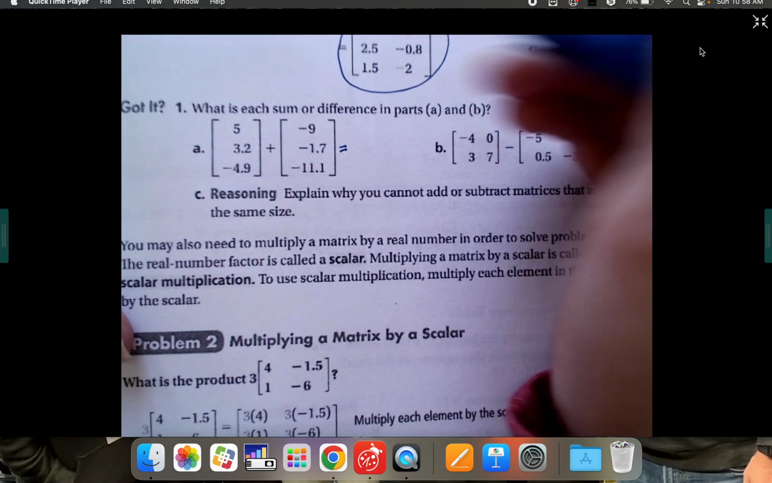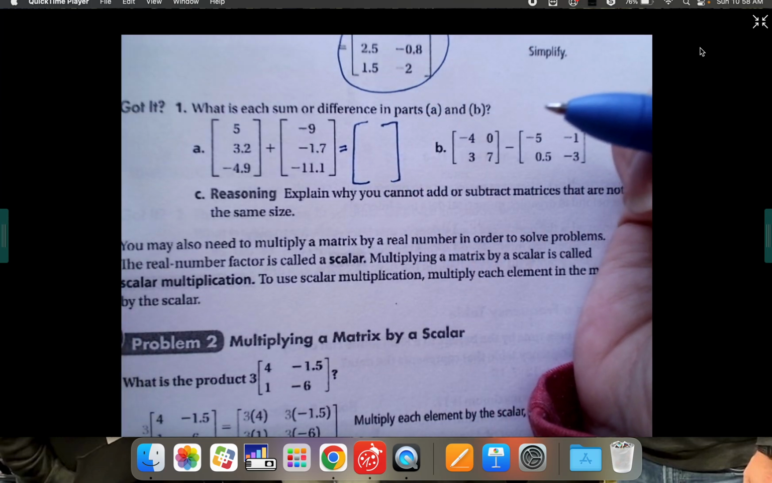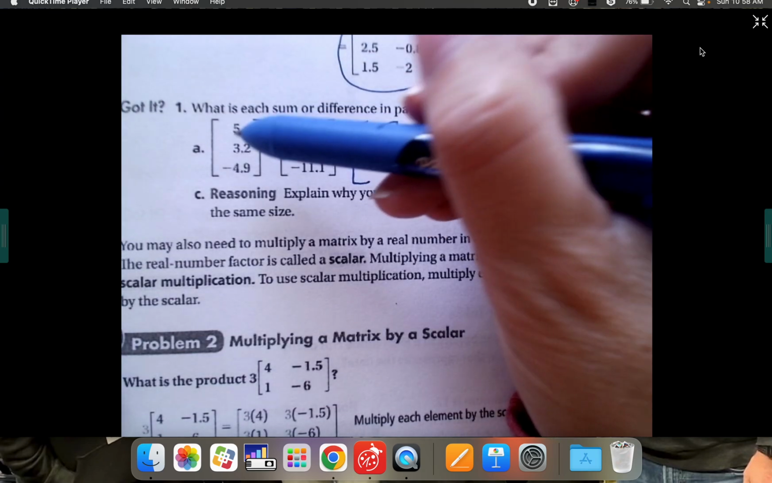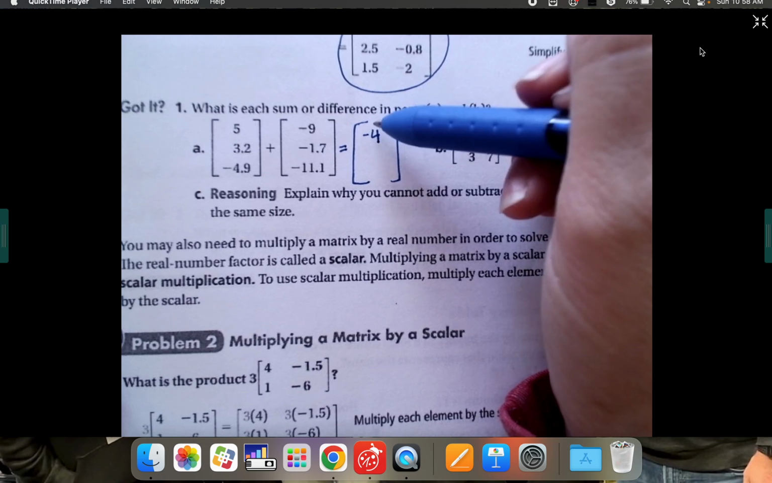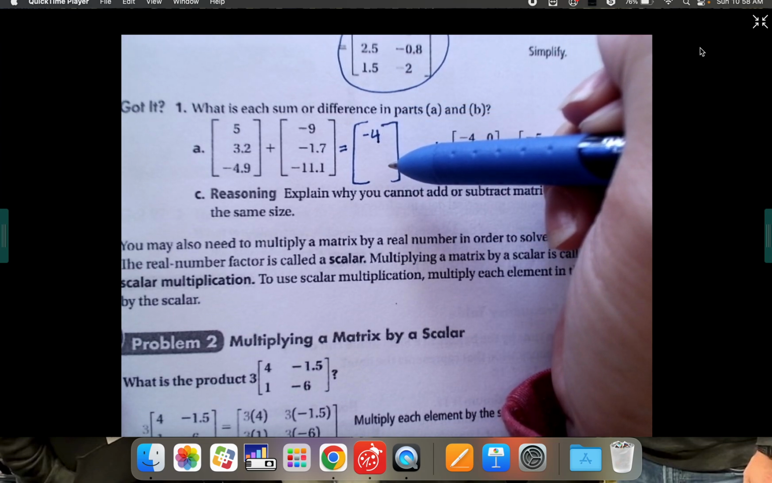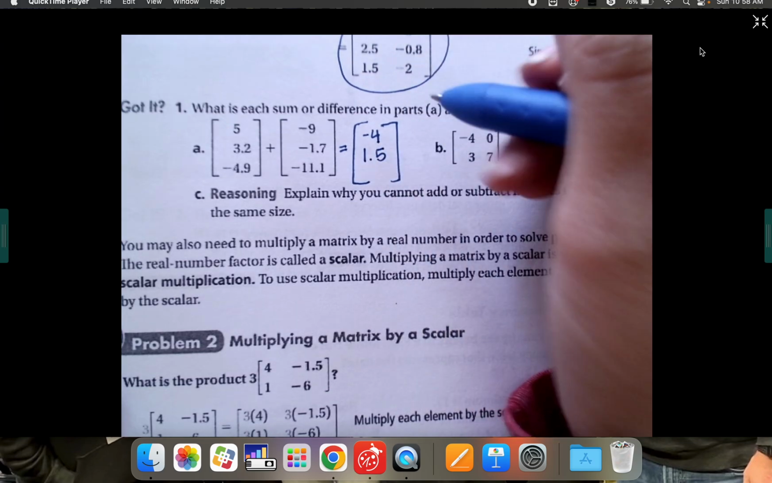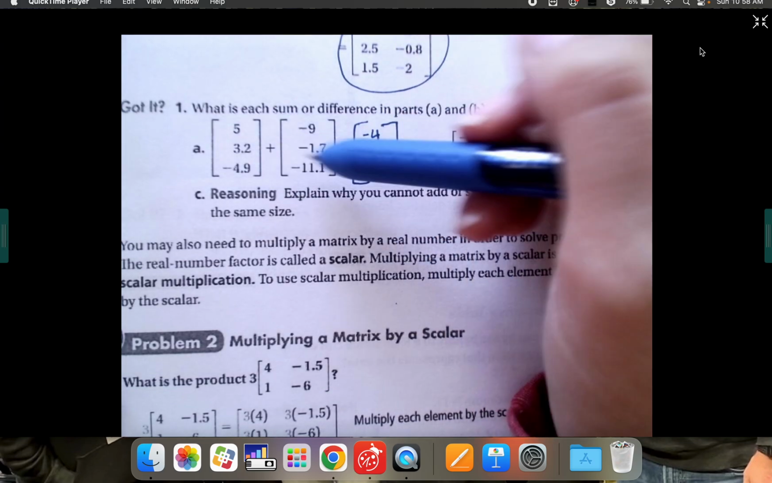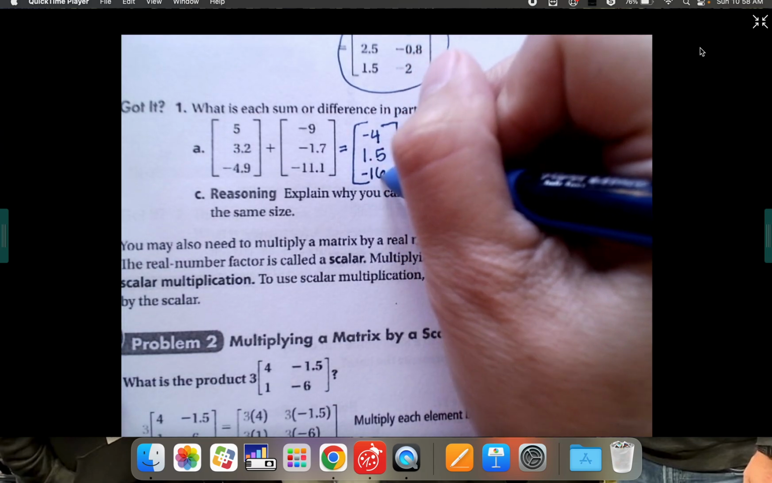All right, if you are ready to see the answers, I've already explained how to do this, so I am actually just going to write in the answers for you that you should have gotten. 5 plus -9 is -4. It's in the top. 3.2 plus negative 1.7 is positive 1.5. It should be in the middle of the column. And then at the bottom, negative 4.9 plus negative 11.1 is negative 16.